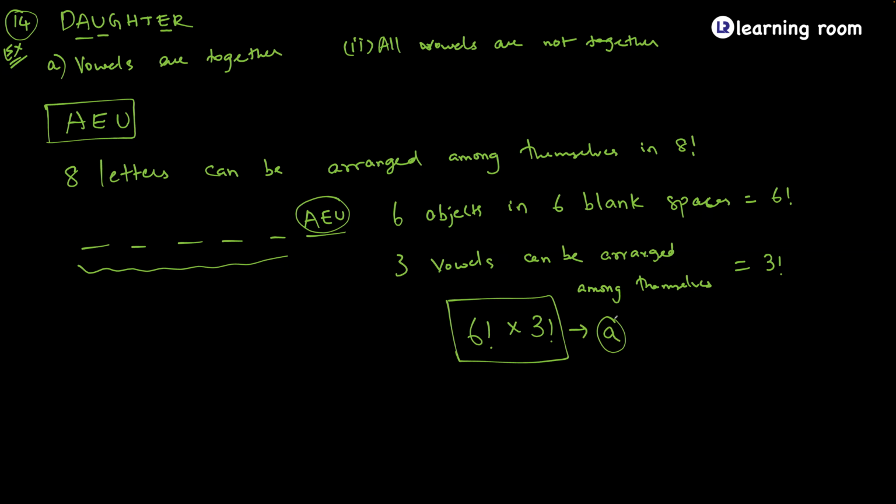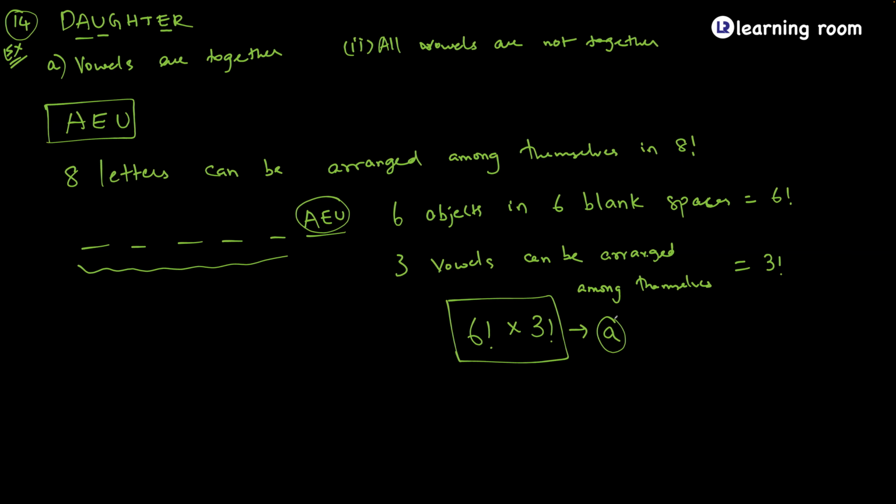So let's come from the beginning. What did we do? We took the 8 letters, and the 8 letters were arranged among themselves in 8 factorial without any condition being imposed on them. Second, we took the condition. What is the condition? The vowels are supposed to be together. So take all the vowels, treat them as one object. The remaining objects are different, so 5 different objects plus this one object. So the 6 objects can be arranged among themselves in 6 factorial ways. After that, these 3 vowels can be arranged among themselves in 3 factorial. So these two are happening simultaneously. So 6 factorial into 3 factorial is going to be the answer for part A.